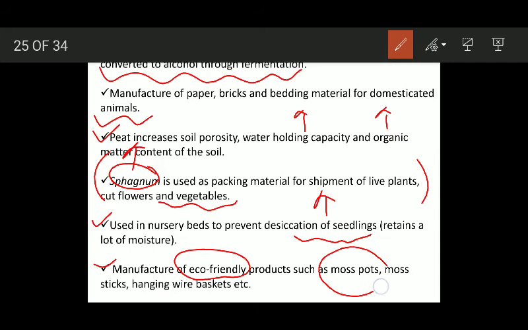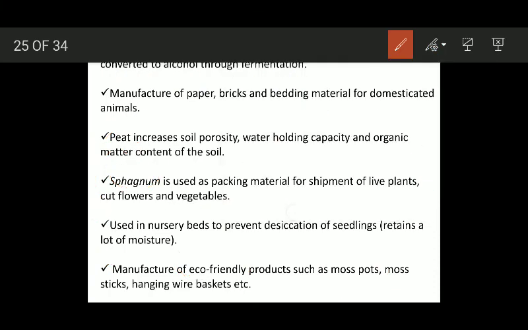Okay, you might have seen these pots. These are the pots which are made up of mosses. These pots do not generate waste. They are biodegradable. Okay, moss sticks, hanging wire baskets. So peat can also be used for the manufacture of eco-friendly products like moss pots, moss sticks, and hanging wire baskets.